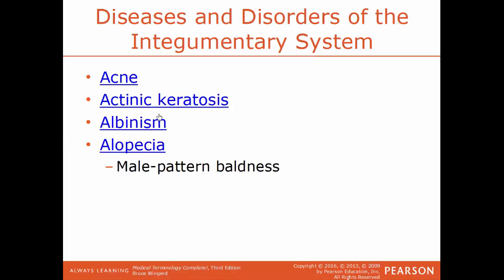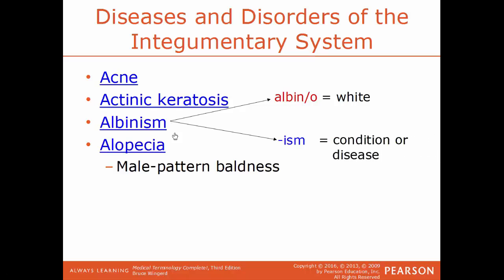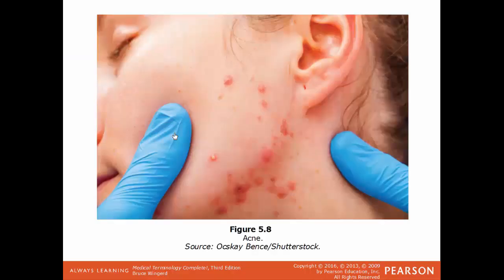And going back to this term here, albinism, we're going to break that term down. The root word albino is a reference to white. And then ism means the condition or a disease. So we add those together, you have a disease or a condition of being white or having a lack of pigment. It's a common image of what acne would look like. The various lesions here on the side of the face, on some of the neck.